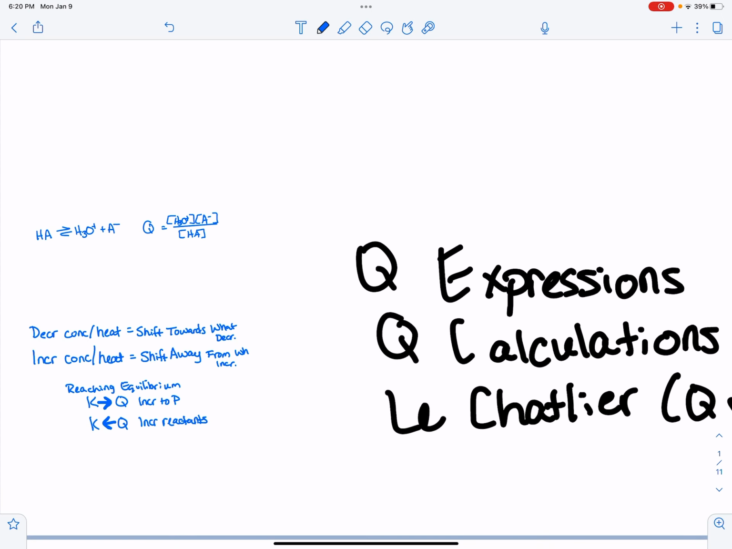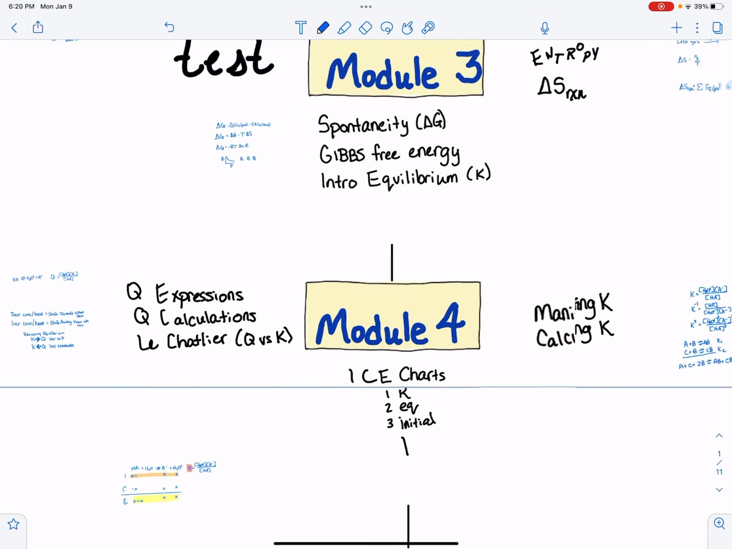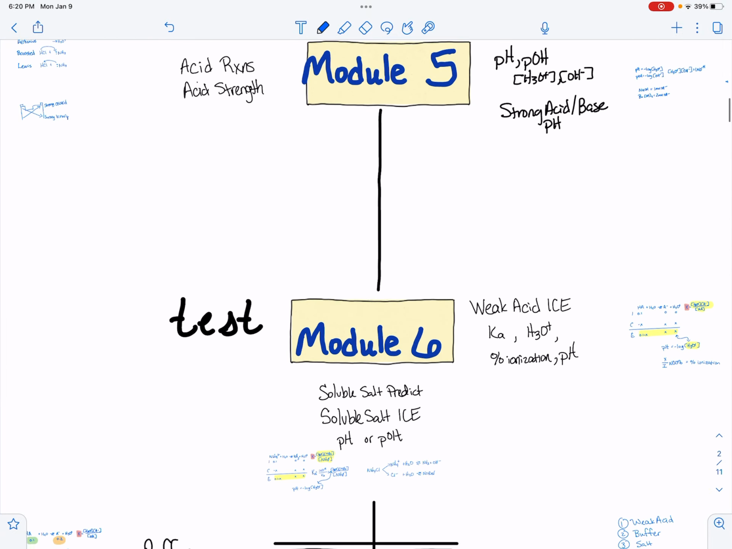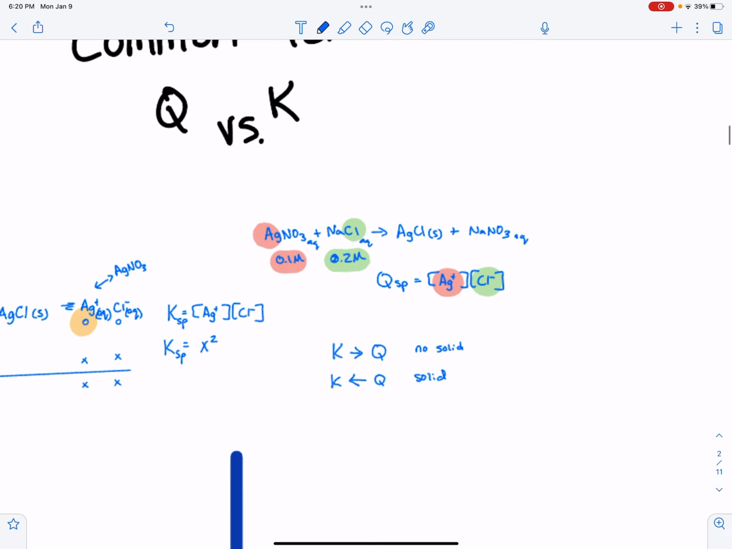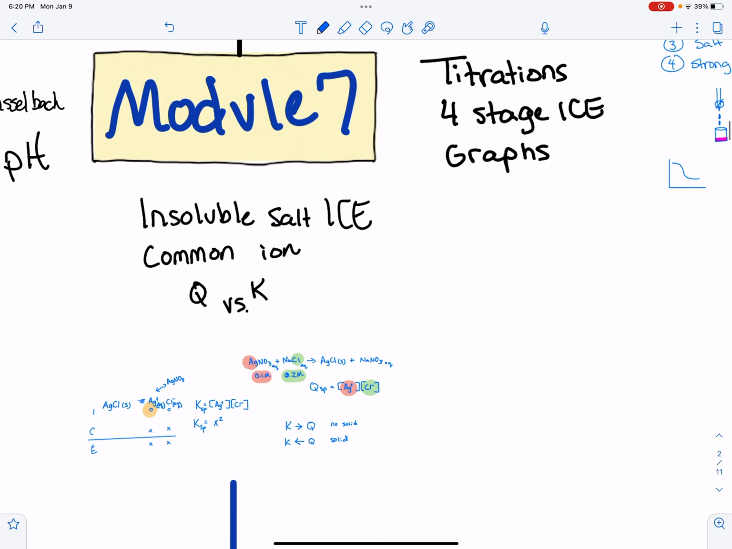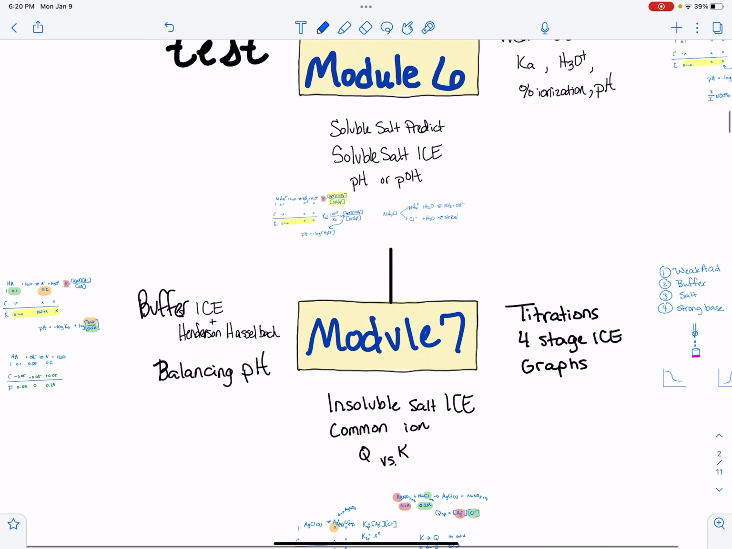And I also want to point out that this Q and K will come back later on. I'm going to show you where it is later on. Q and K are down here. So do you see them? So that's in Module 7. So they are going to come back.